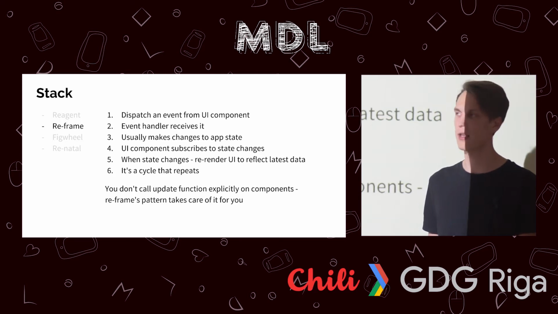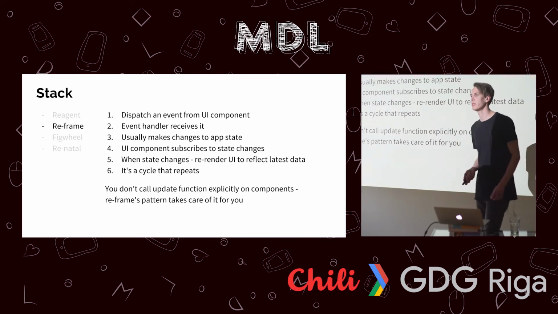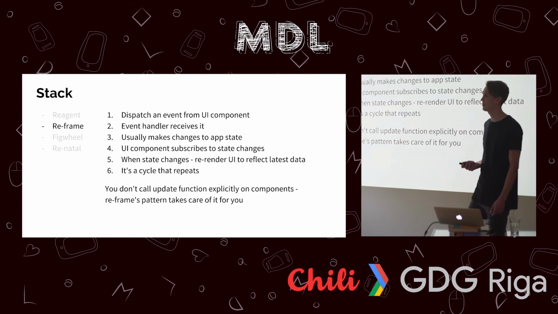It's all handled by this reframe pattern. And one more thing about reframe, that all application state on the React side lives in a single in-memory database. We can call it application state. And in ClojureScript, this application state is a simple data structure, a map, and you are responsible for defining the structure of this map. You can put everything you need in there.